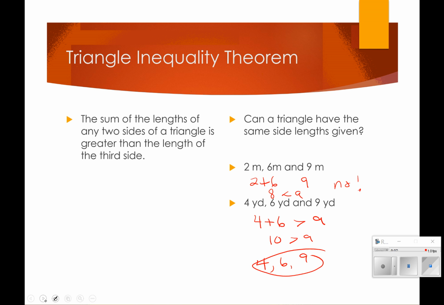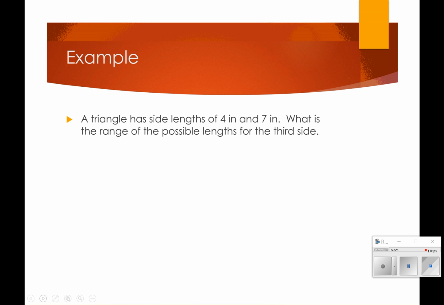Okay, the last example for today. If I have a triangle that has side lengths of 4 inches and 7 inches, what is the range of possible lengths for the third side? When I add the two smallest together, it has to be greater than 7. So what you do is you go ahead and subtract 7 minus 4, and that gives us 3. So it's got to be greater than 3.